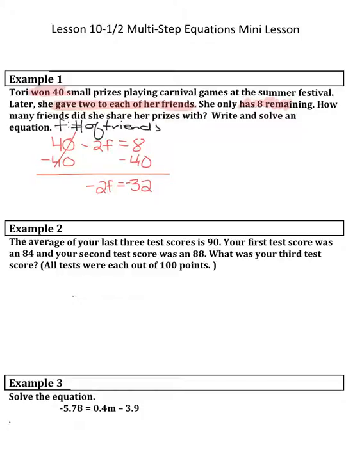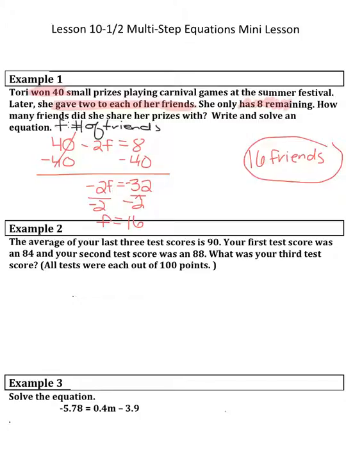Next, what would you do to get F by itself? Divide by negative 2. A negative divided by a negative is a positive. We end up with F equals 16. Let's put a label on this. So the answer is 16 friends. You can always check your equations by plugging it back in. Let's plug it back into the beginning in our head. 40 minus 2 times 16. 2 times 16 is 32. 40 minus 32 is, in fact, 8.